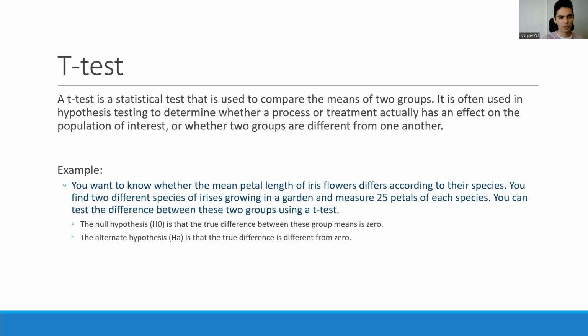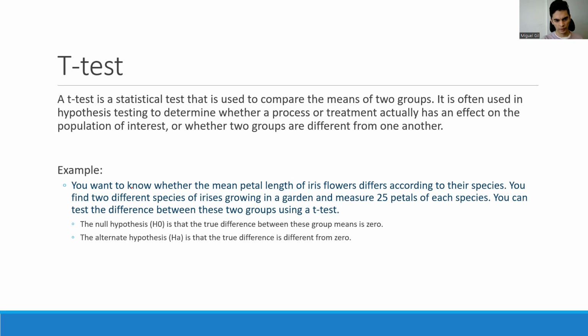But the definition is that it is used to compare the means of two groups, to see if they are statistically different. And as I said, it is often used in hypothesis testing to determine whether a process or treatment actually has an effect on a population of interest, or whether two groups are different from one another. Okay, so that's the definition: when you want to test if the groups are different, or if the process or treatment had an effect. So that's kind of the use of the t-test.